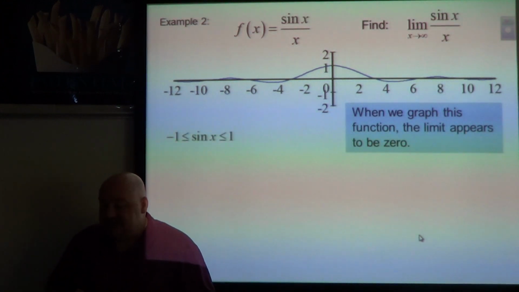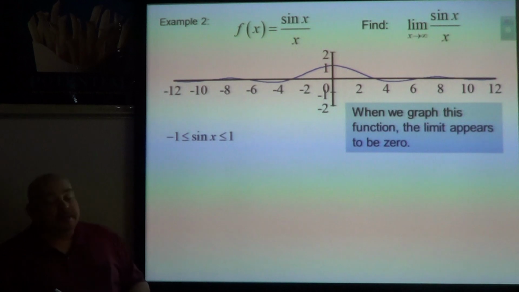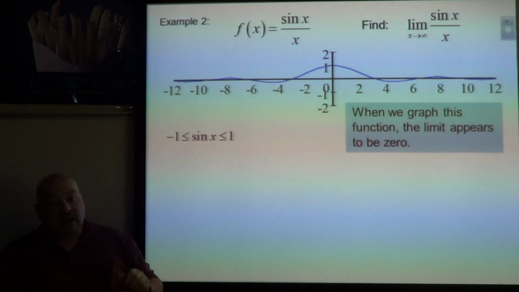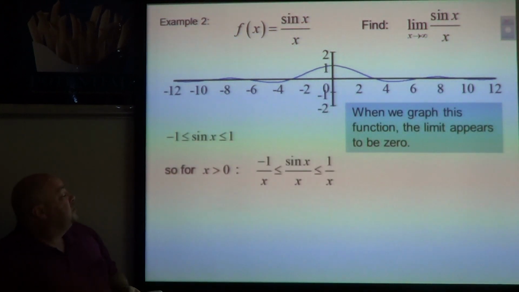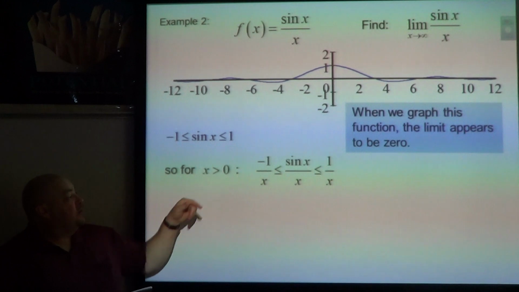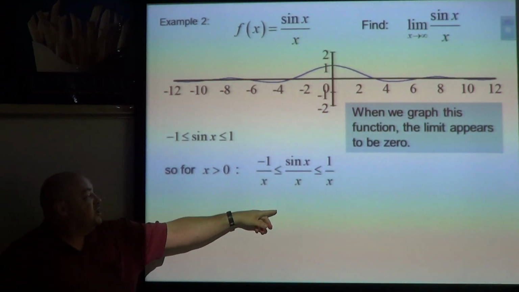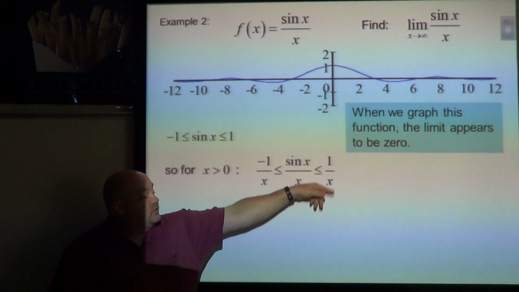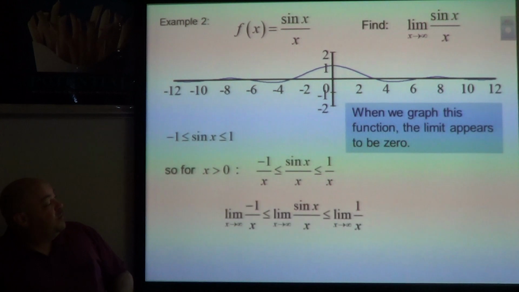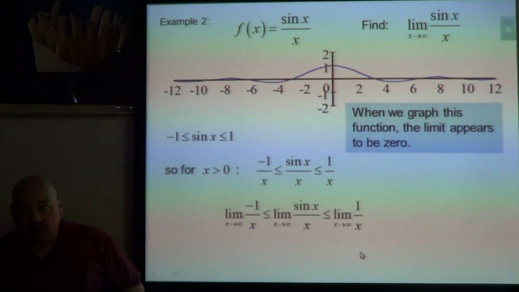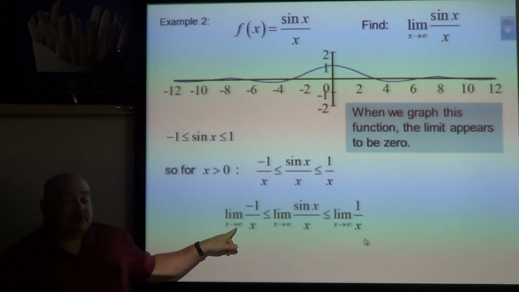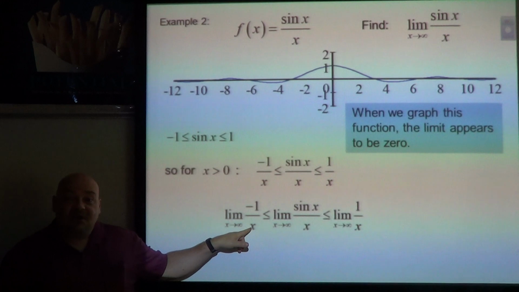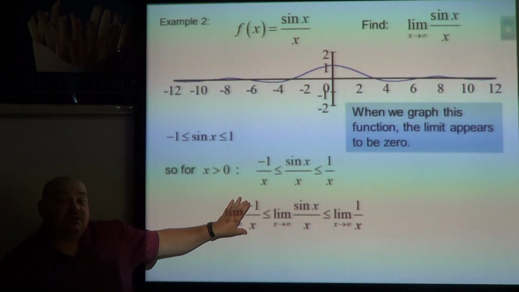But let's actually look at this with the sandwich theorem again. So we know that sine x is going to be between -1 and +1. So for x greater than 0, sine x over x is going to be greater than or equal to -1 over x and less than or equal to 1 over x. So when we take our limits as x approaches infinity for all three parts, we have the limit as x approaches infinity of -1 over x, which is going to be what? This number right here gets larger and larger, so that's going to go to 0.